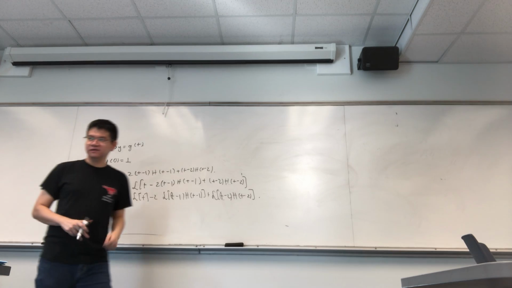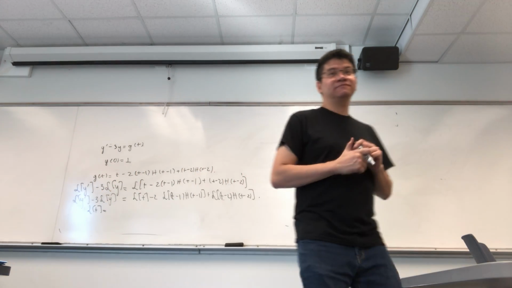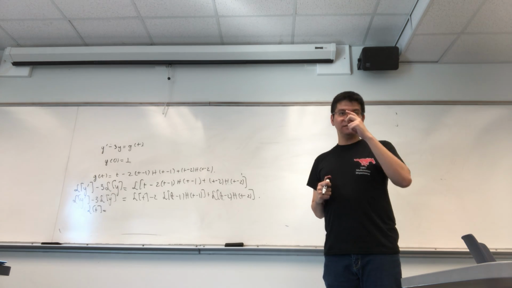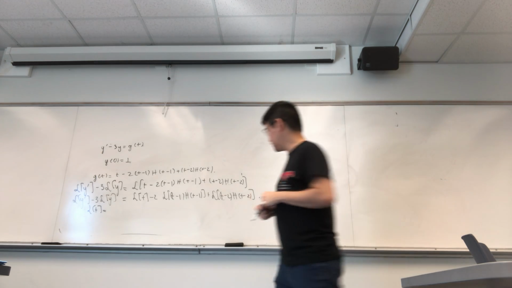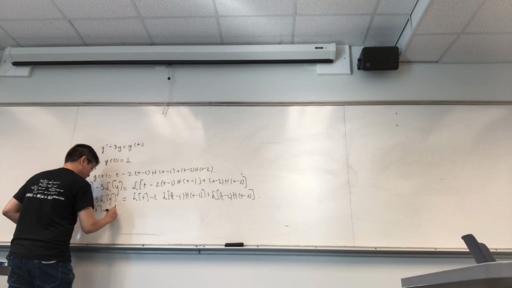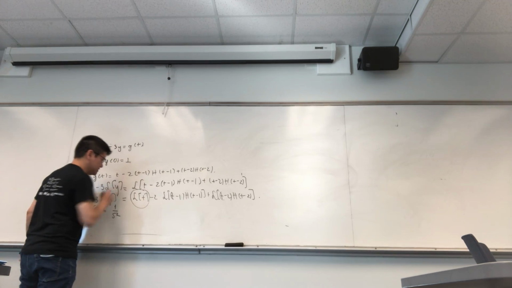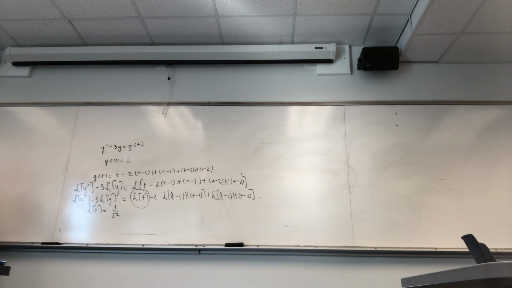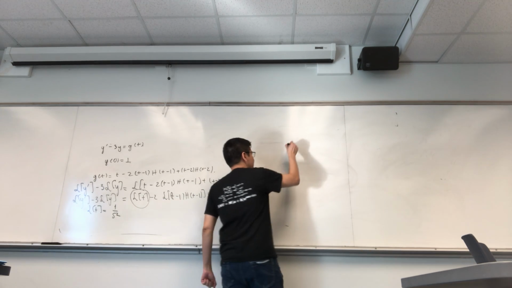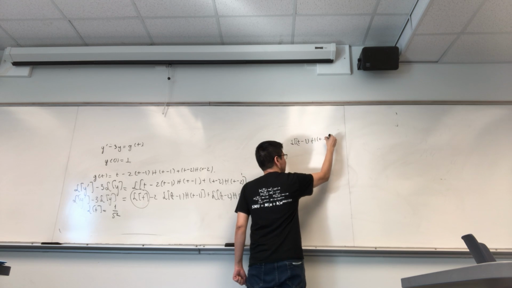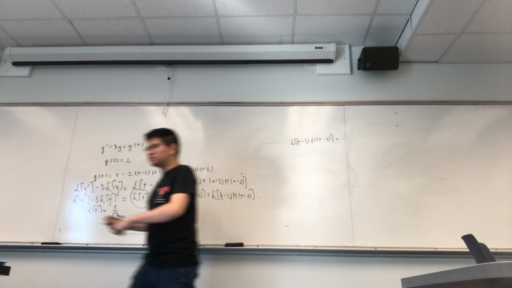The first easy thing is, what is the Laplace transform of t? It is 1 over s squared. So the first thing that I can compute easily is the Laplace transform of t, which is 1 over s squared. Now I have to compute the Laplace transform of the second one. So what is this?